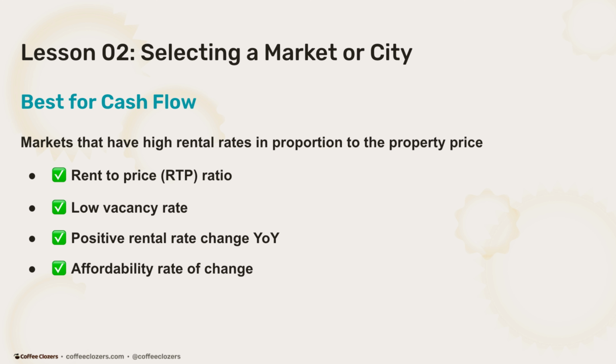Affordability rate of change. The rule of thumb is to spend no more than 30% of your household income on your living expenses. So, if we see that median rents are already 30% of the median household income in the area, this would indicate we likely cannot raise rents in the future because it would be unaffordable for tenants and likely no demand at those prices. This can impact our expected cash flow.